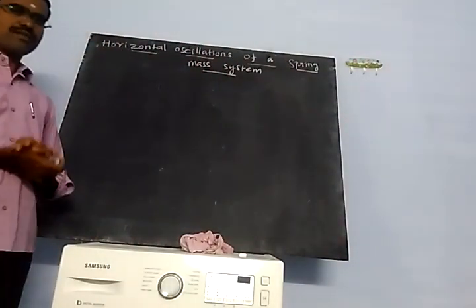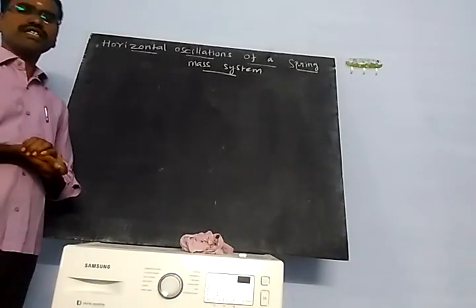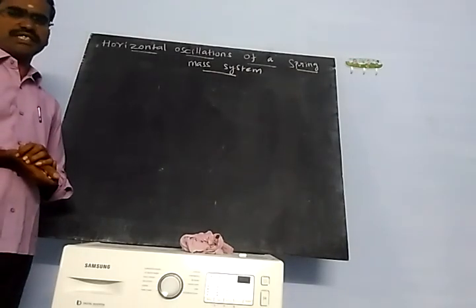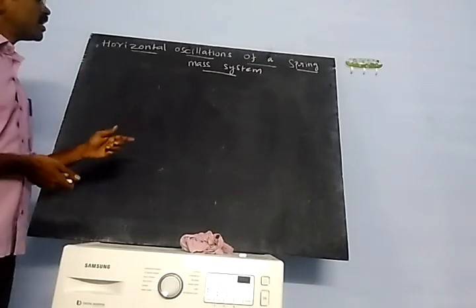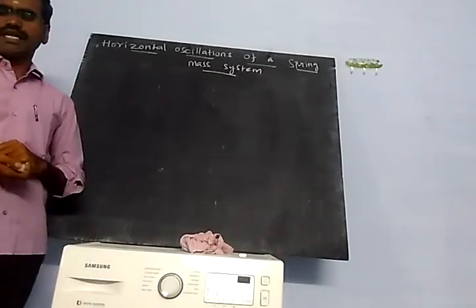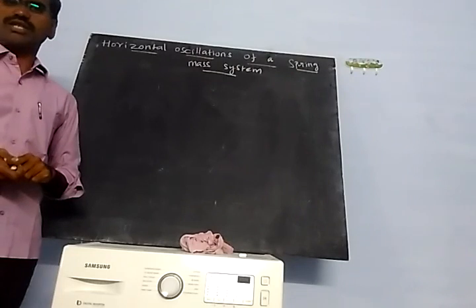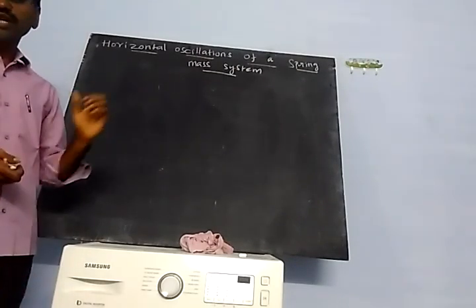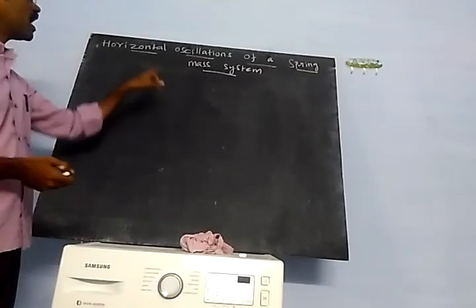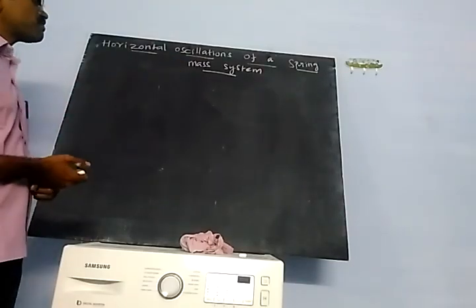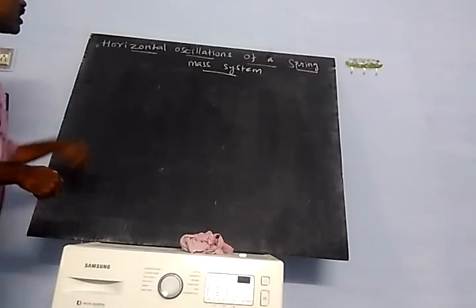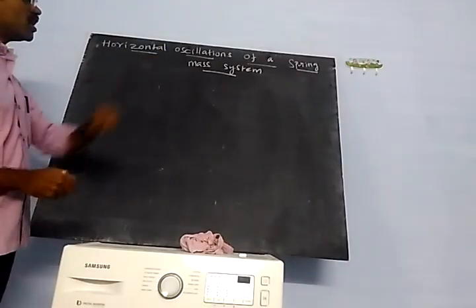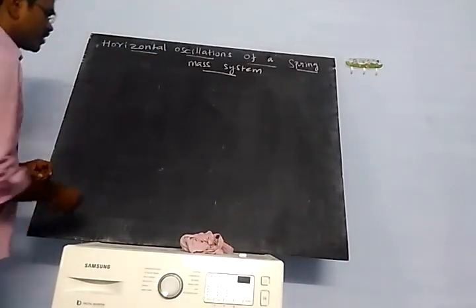Good morning, students. We are discussing the lesson oscillation. In this lesson we are going to discuss the linear harmonic oscillator, LHO. In this topic we are going to learn about the horizontal oscillations of a spring mass system.